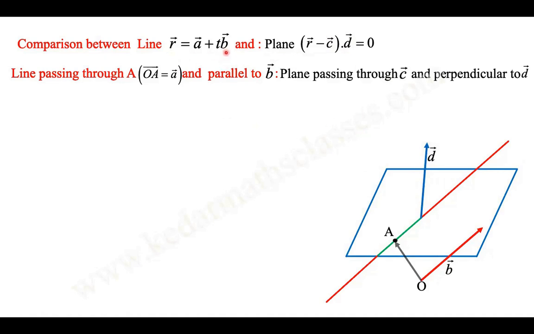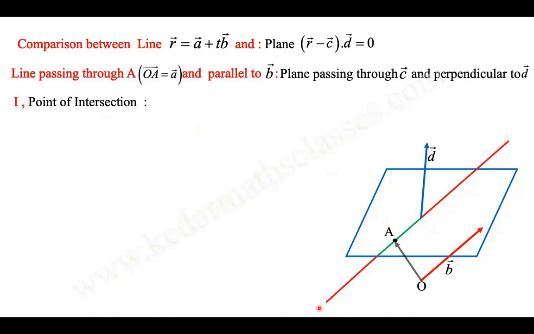B is parallel to the line. That point you remember. You visualize that. B is parallel to the line. D is perpendicular to the plane. Those points you remember. Now, very first thing, what is this point of intersection?